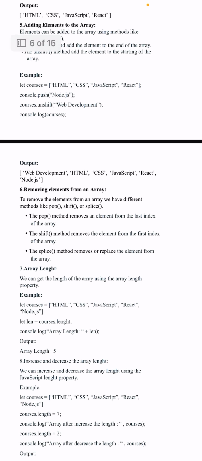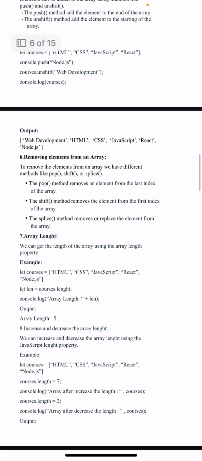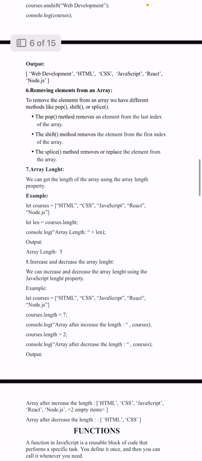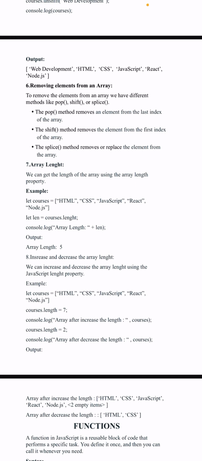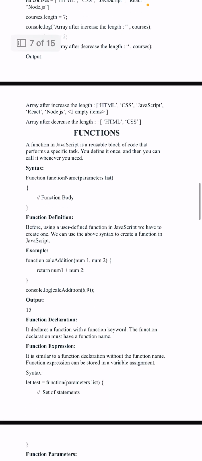To remove the elements from an array, we have different methods like pop, shift, or splice. The pop method removes an element from the last index of the array. The shift method removes the element from the first index of the array. The splice method removes or replaces the element from the array. Array length. We can get the length of the array using the array length property. Here are the examples.